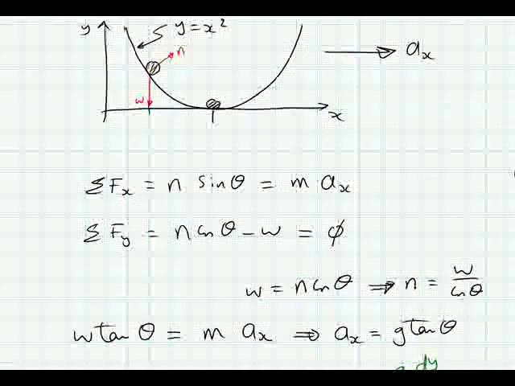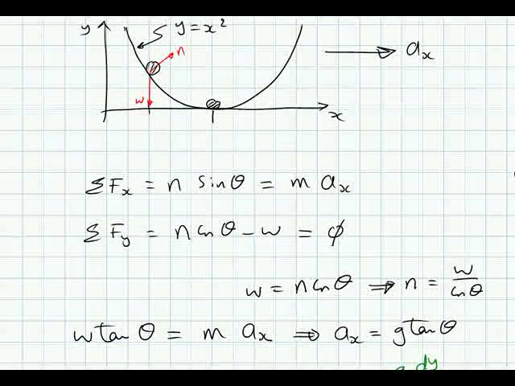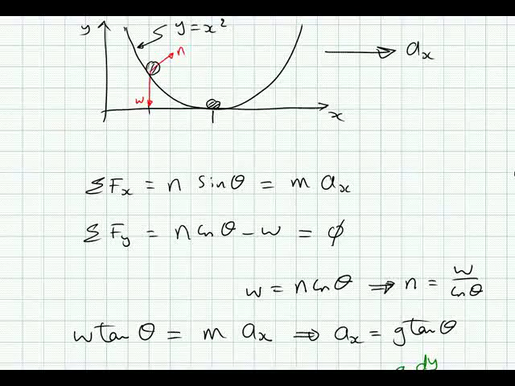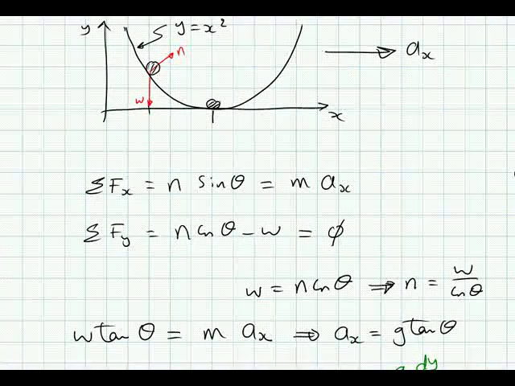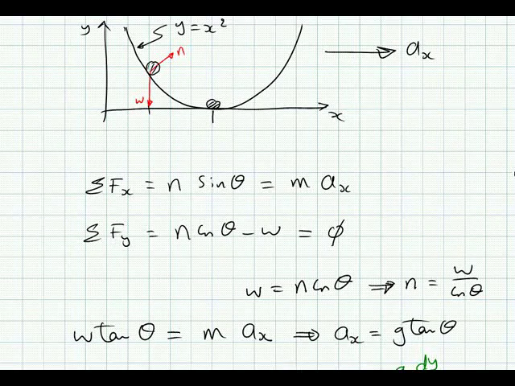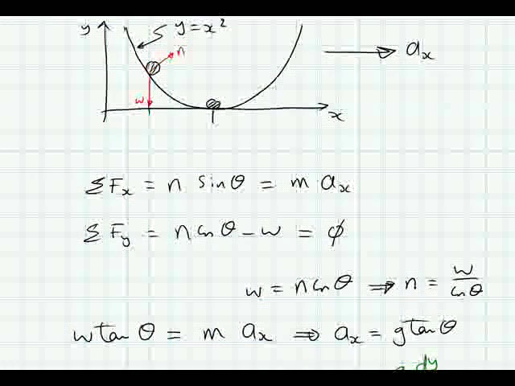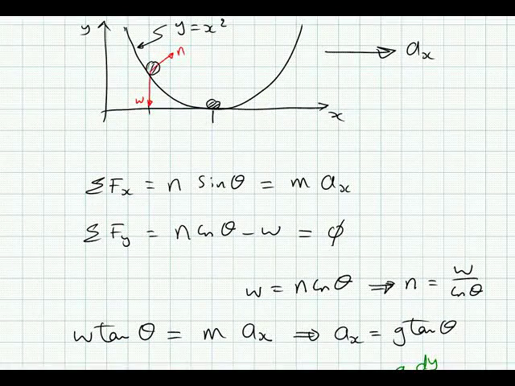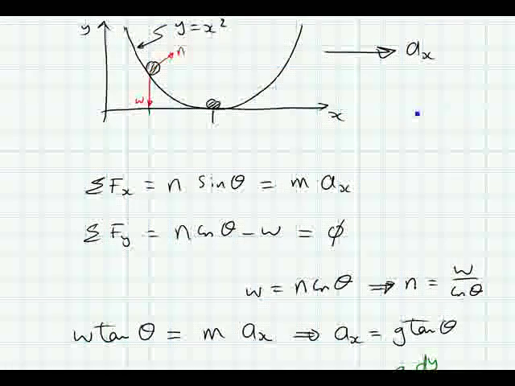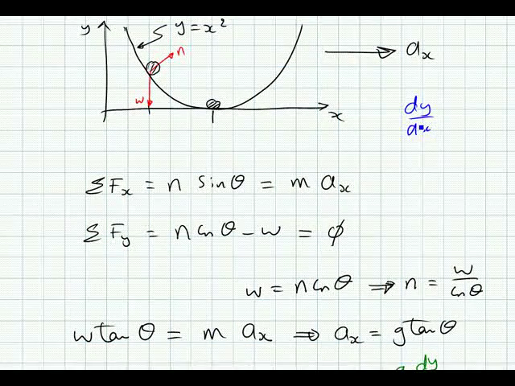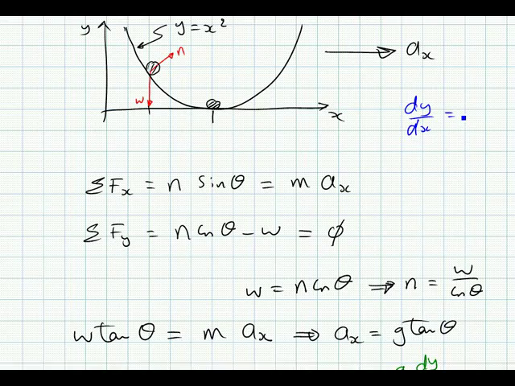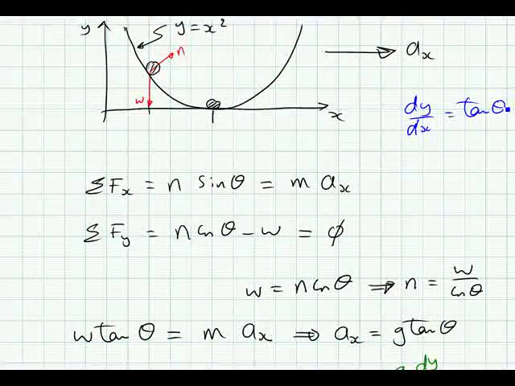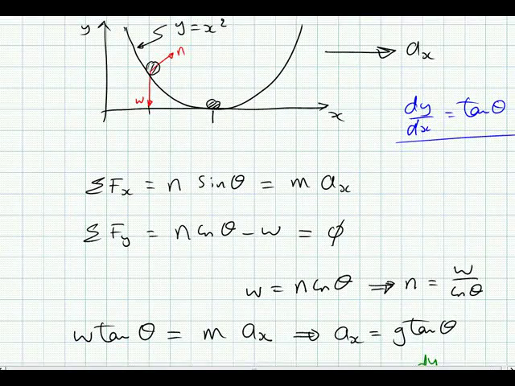Now in this example, this is not a simple example. I'm going to give it anyway for you to think about a little bit, because this is a good example that highlights the fact that dy/dx gives us the direction of the velocity, or dy/dx is equal to tan theta, as we saw up above.